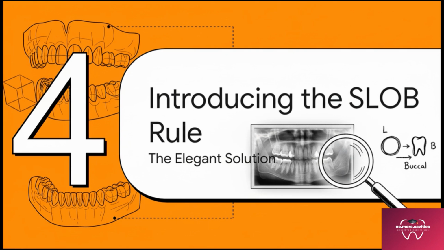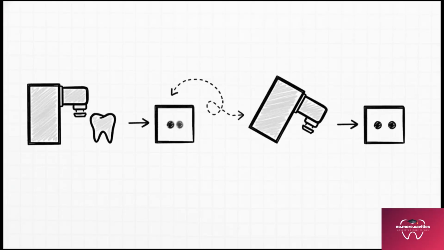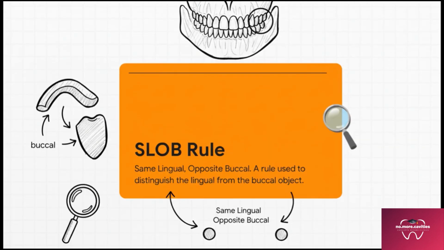It's time to introduce the SLOB rule. The solution isn't some crazy, expensive new scanner or anything like that. Nope. It's just a really elegant technique that involves taking a second x-ray from a slightly different angle. That little shift in perspective, that's all it takes to see the depth that was hidden just a moment before. And it all boils down to this one acronym, SLOB: same lingual, opposite buccal. This simple phrase is the key. It lets a dentist know for sure if something is on the lingual side, that's the tongue side, or the buccal side, the cheek side. Let's see exactly how it works.